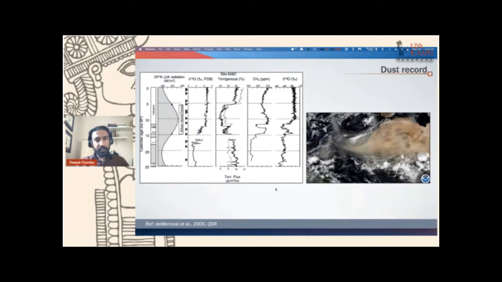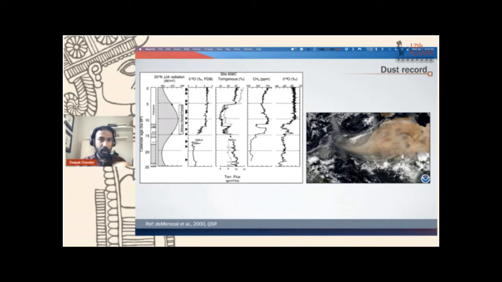There's a lot of discussion over the nature of these Green Sahara periods and whether they started and shut down abruptly. And this comes from dust records that have been captured here off the coast of Africa in the Atlantic. I'm going to briefly show you here, this is basically terrigenous dust flux. So when you have Green Sahara, the dust flux is very low. And when you have desert conditions, the dust flux is high. So right now there's a high dust flux.